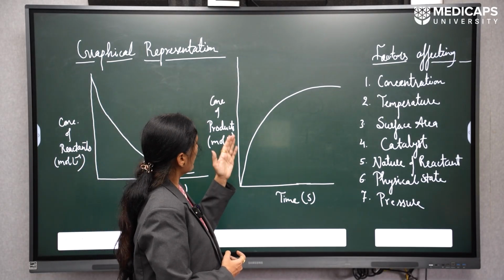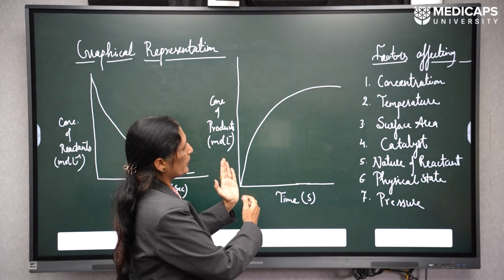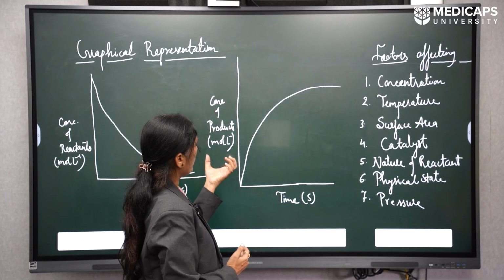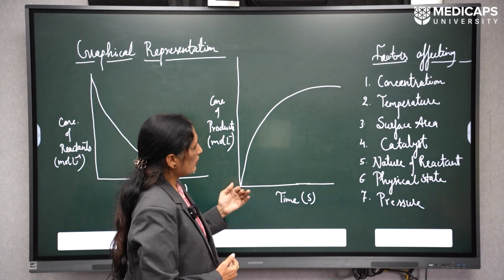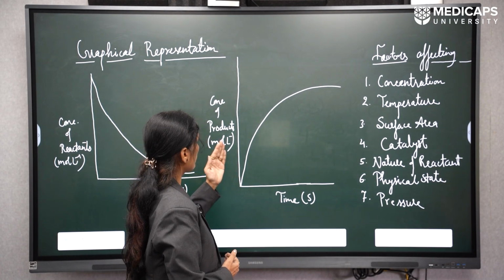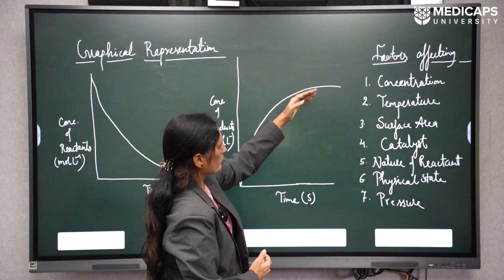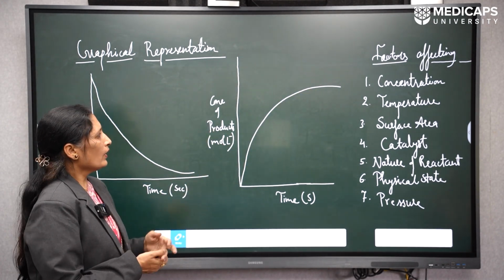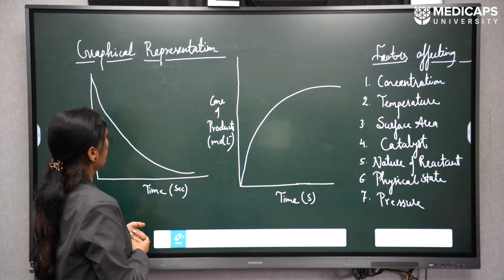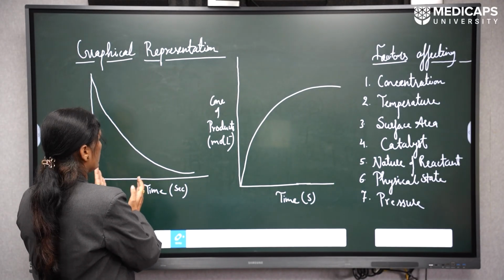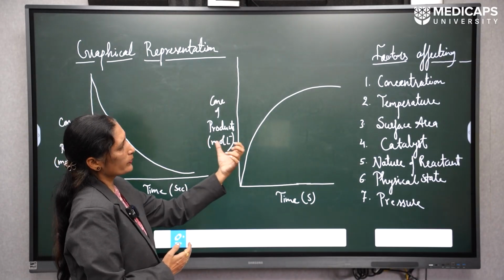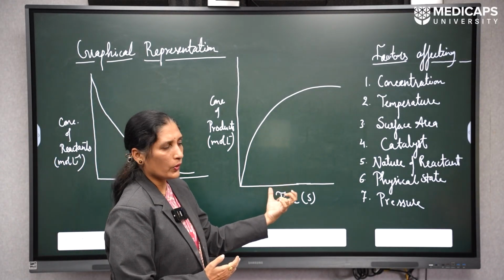Next is the concentration of product. This is the representation of the concentration of product versus time. As the time increases, the concentration of products increases. So, here you can differentiate: this is expressing the rate of reaction for the reactants, and this is expressing the rate of reaction for the products.